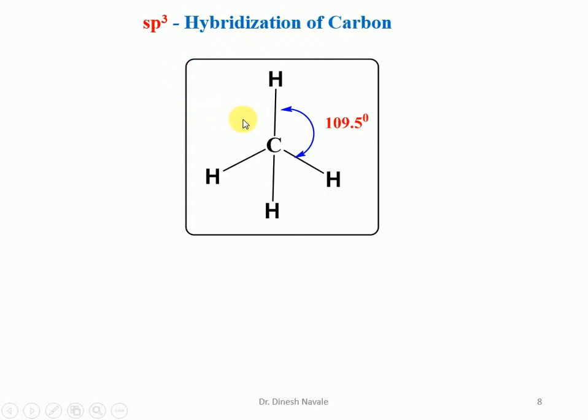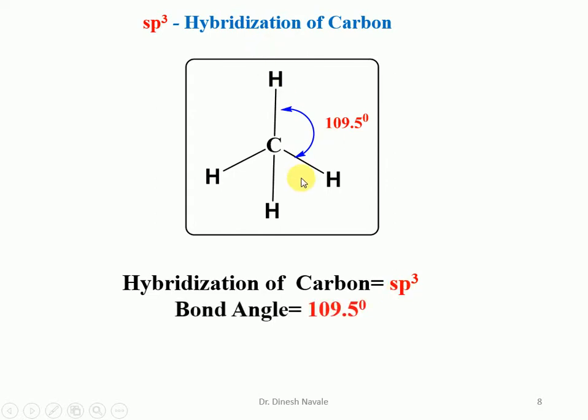The example is simple methane, and its bond angle is 109.5 degrees. All four CH bonds point towards the corners of the regular tetrahedron and give a bond angle of 109.5 degrees. So the expected hybridization of the carbon atom is sp3, the bond angle is 109.5 degrees, and the geometry is tetrahedral.